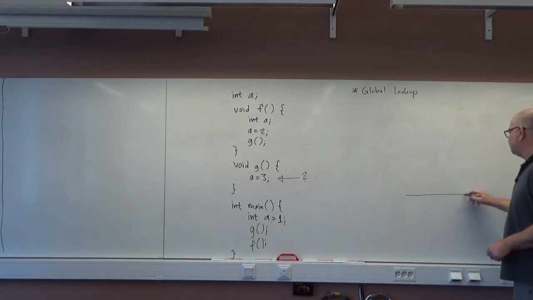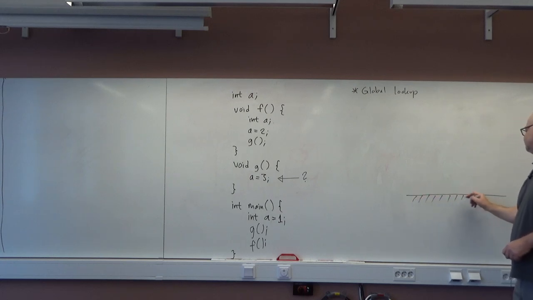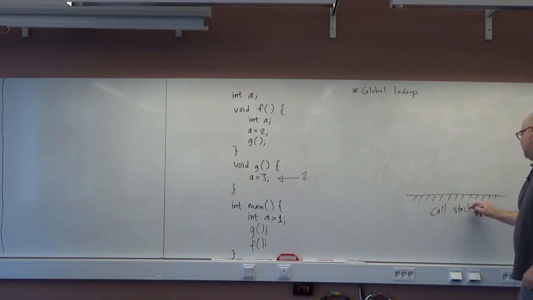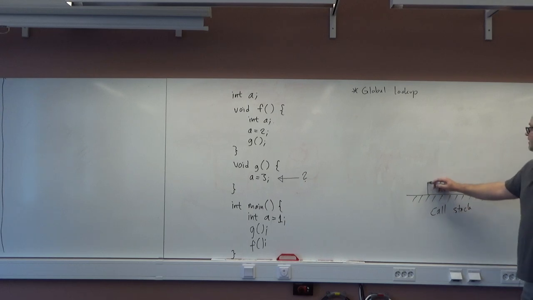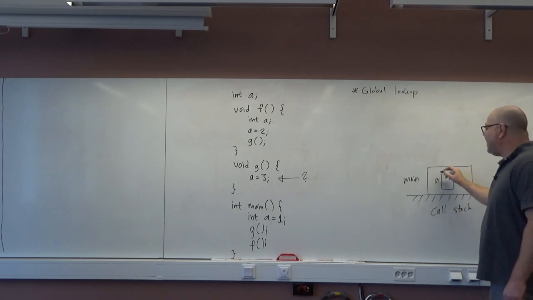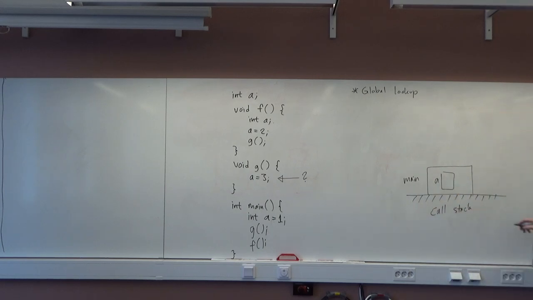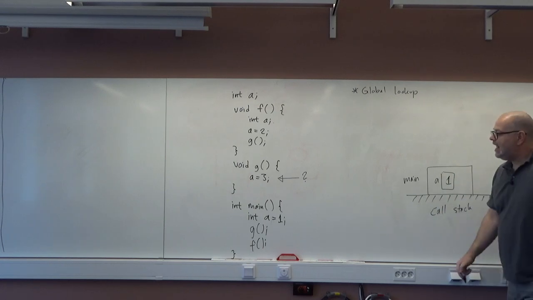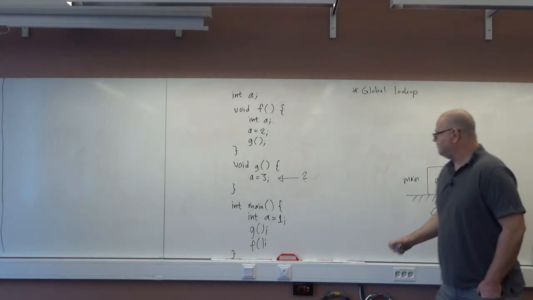And again, our call stack. When the program starts, we create an activation record for main with its a. And even before that, we also have the global a, which, as I said, is a static variable. It exists from the start of the program until the program ends. And I give it a starting value of 1. And then we call G here.